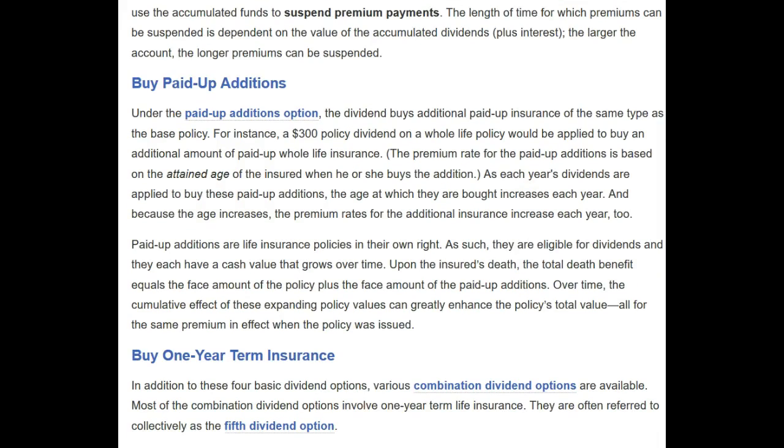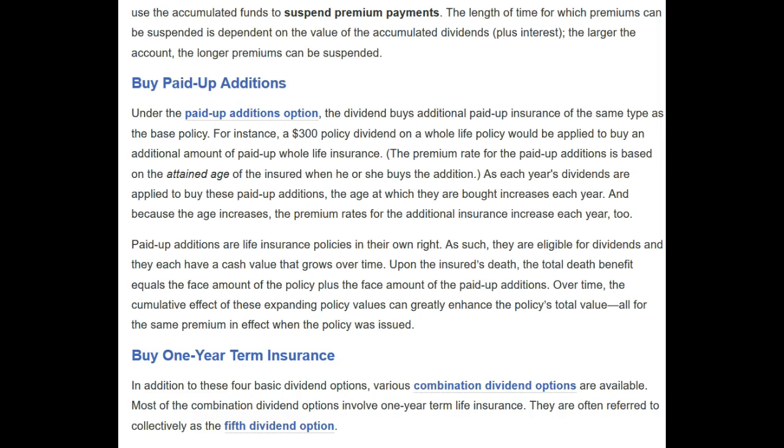Buy paid up additions. Under the paid up additions option, the dividend buys an additional paid-up insurance of the same type as the base policy. For instance, a $300 policy dividend on a whole life policy would be applied to buy an additional amount of paid-up whole life insurance. The premium rate for the paid-up additions is based on the attained age of the insured when he or she buys the addition.